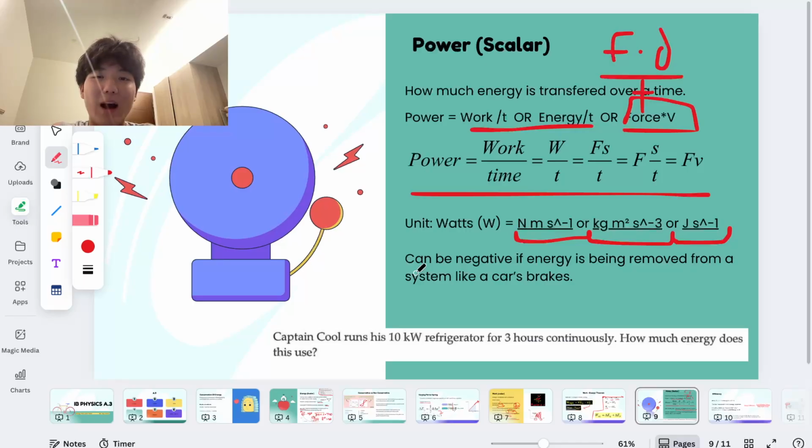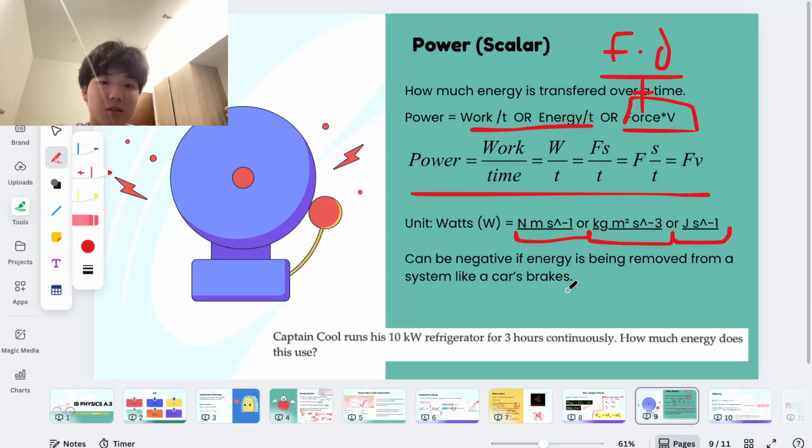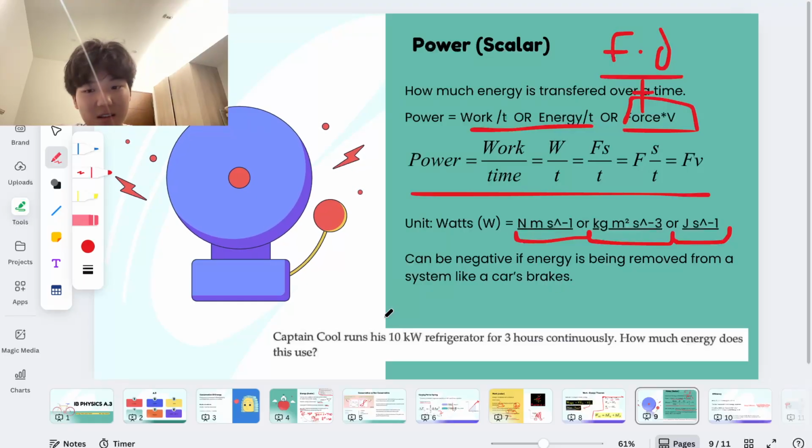So basically, power can be negative if energy is being removed from a system. For example, a car that's going at some velocity suddenly uses its brakes. The brakes have negative power on the car because they're taking away its energy.